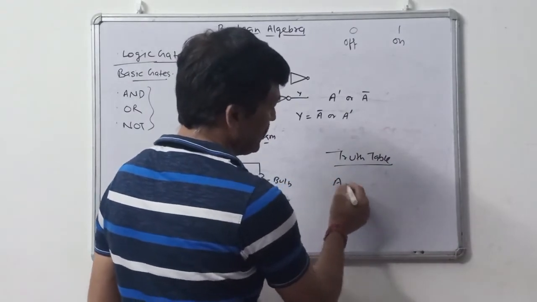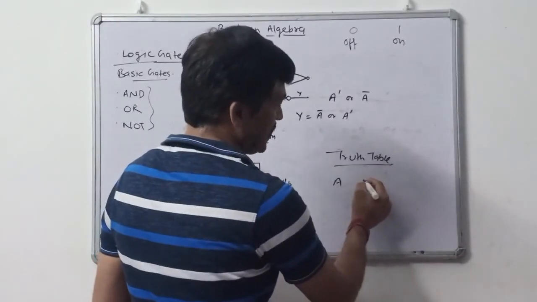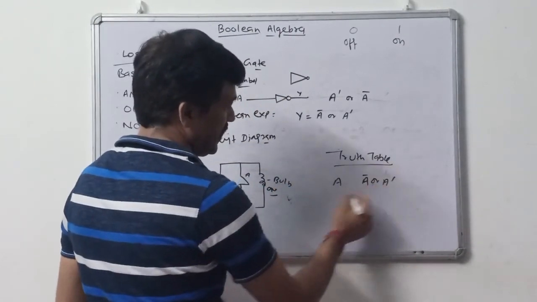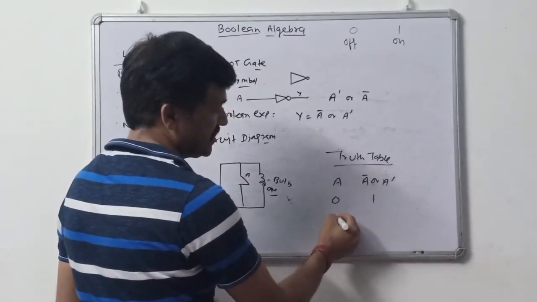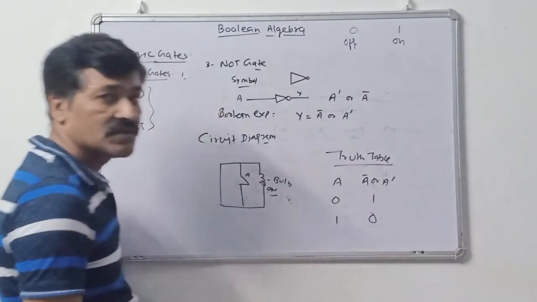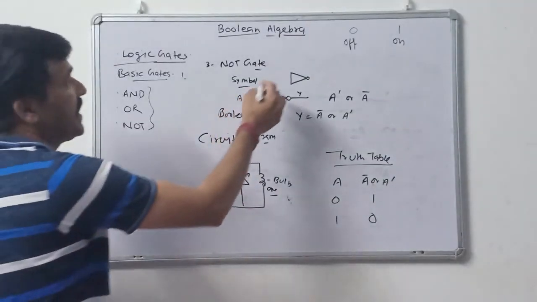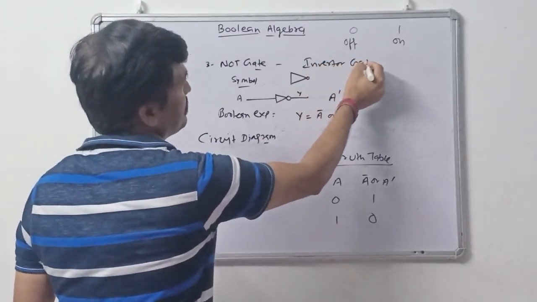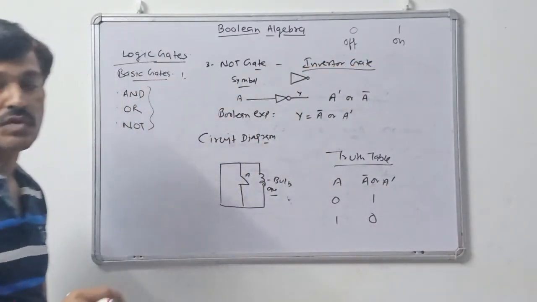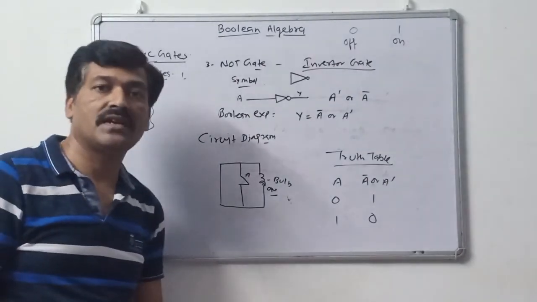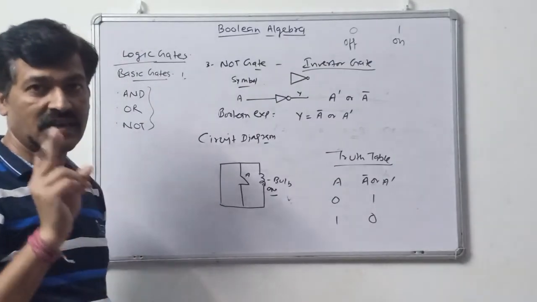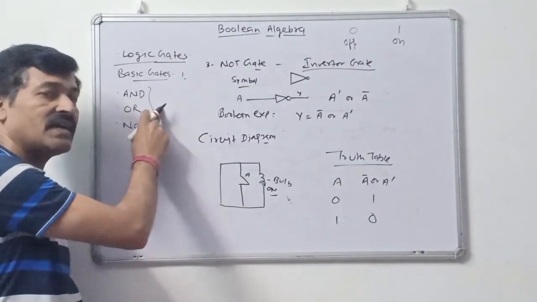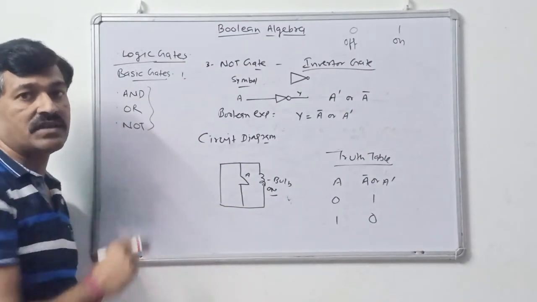The truth table: a single input we are taking, and in case of NOT, if it is 0, the result is 1. If it is 1, the result is 0. So this is also known as the inverter gate, which is going to invert the original input value. So there are three basic gates we have discussed today: AND gate, OR gate, and NOT gate. Thank you.